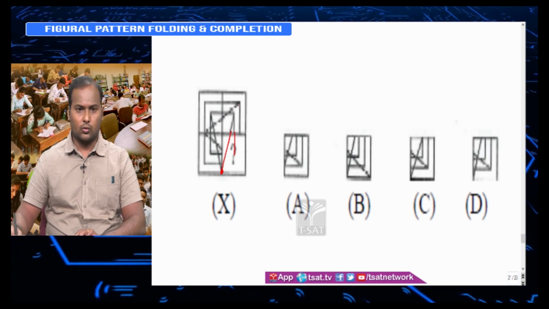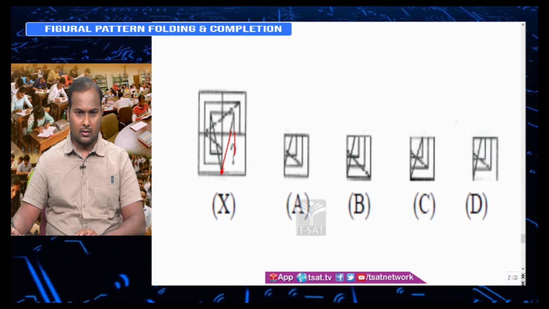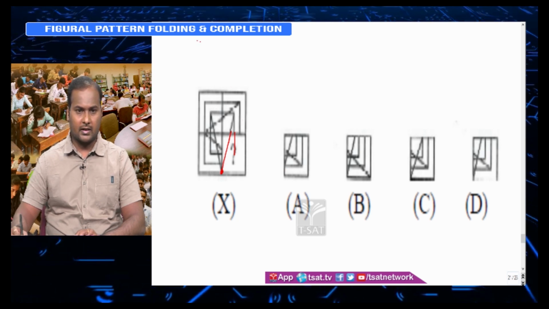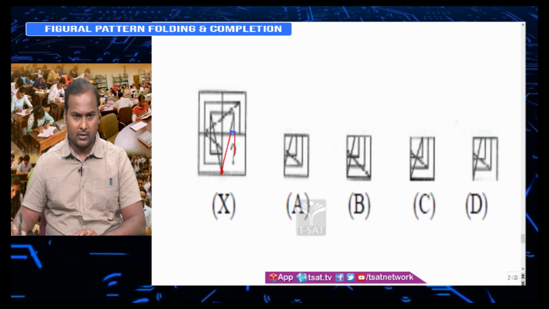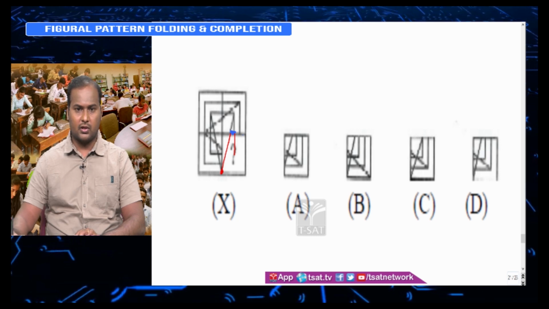From here, two things. One is, see here, the line is still to the complete one. And the second one is, here there is a gap. You need to observe this gap because this is very important. So there is a gap here. That is the reason you can eliminate some options based on this.